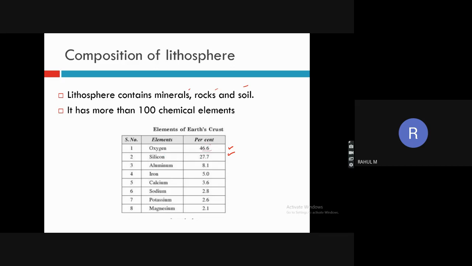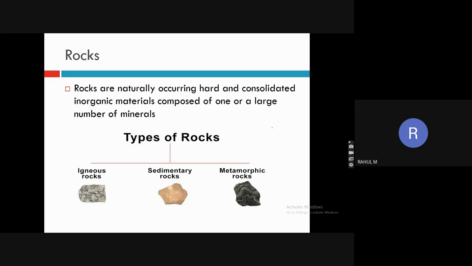So the complete lithosphere you can divide into three categories: minerals, rocks, and soil. We'll see what are the different types of rocks found in the lithosphere. Rocks can be defined as naturally occurring hard and consolidated inorganic materials composed of one or a large number of minerals.